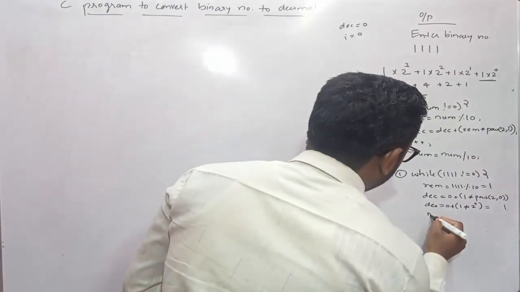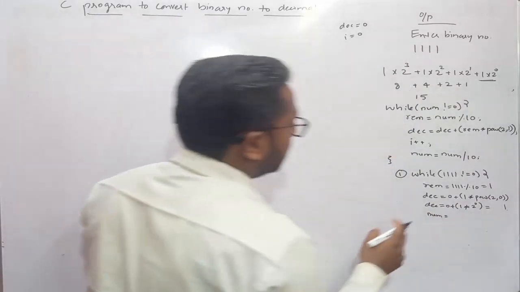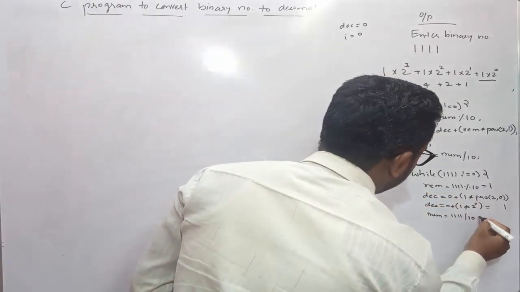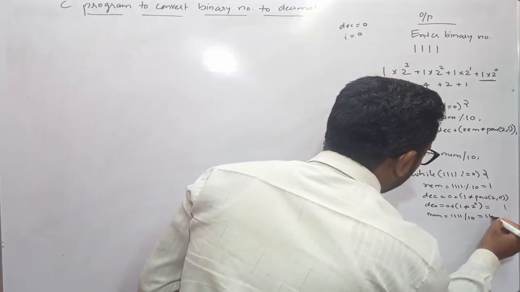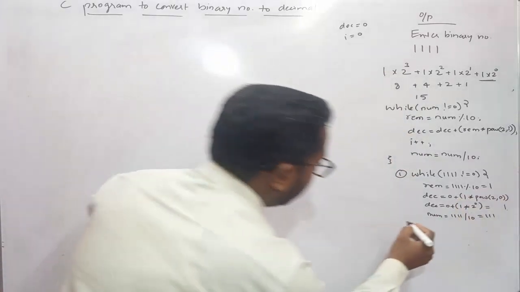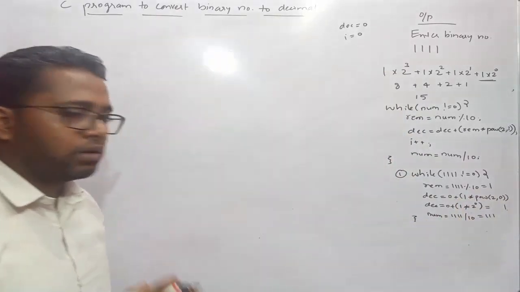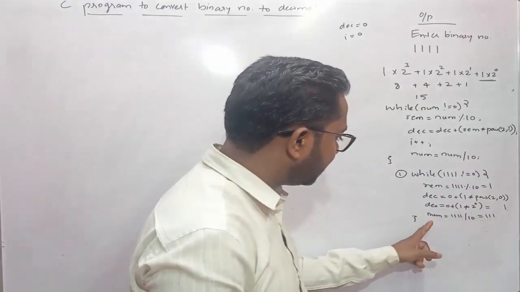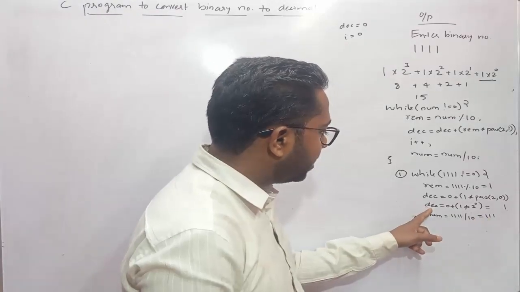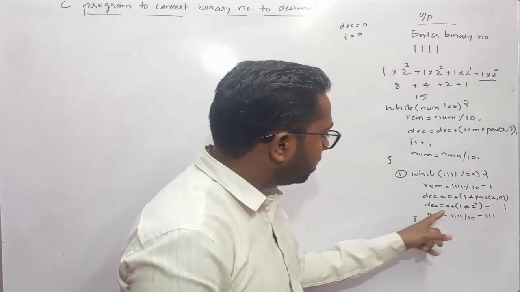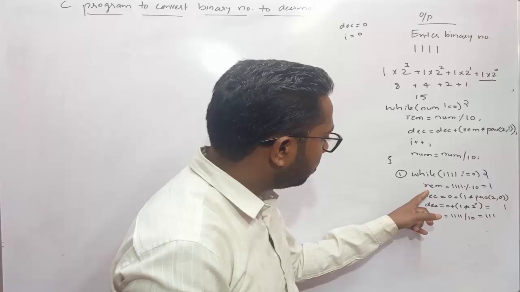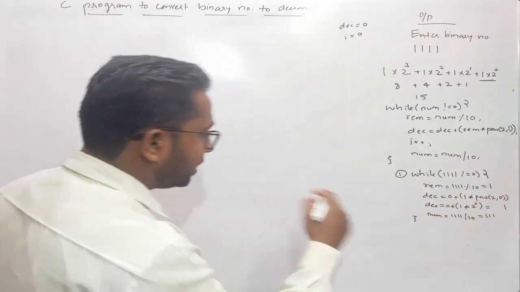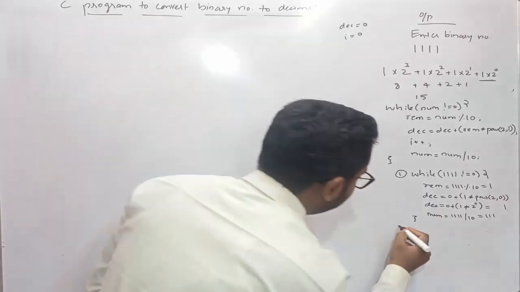Next, num equals num, 1111, by 10, and now I got 111. After the end of the first iteration we have got the new value 111 stored inside the num variable, the decimal variable will hold the value 1 and the remainder variable will hold the value 1. Next we will move on to the second iteration.